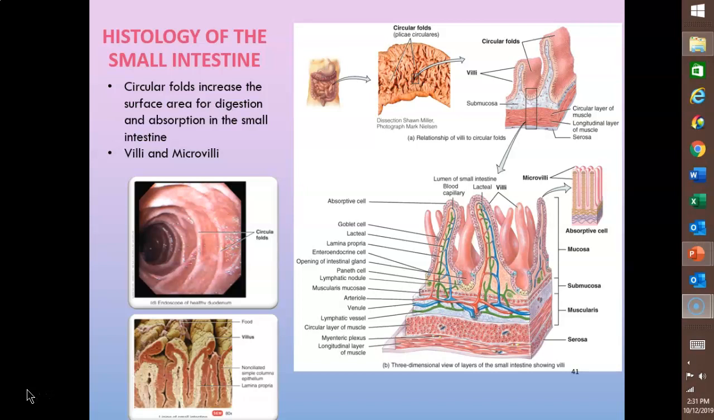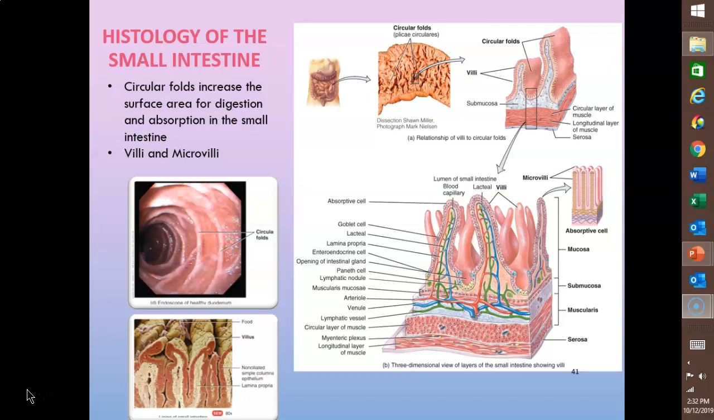Those circular folds are sometimes called the plicae circularis, and they're folds of the mucosa and the submucosa. They're near the proximal portion of the duodenum, and they end about the mid portion of the ileum. The circular folds enhance absorption by increasing surface area, so there's more for that nutrient-rich fluid to pass across, and it causes the chyme to spiral rather than moving in a straight line as it passes through the intestine.